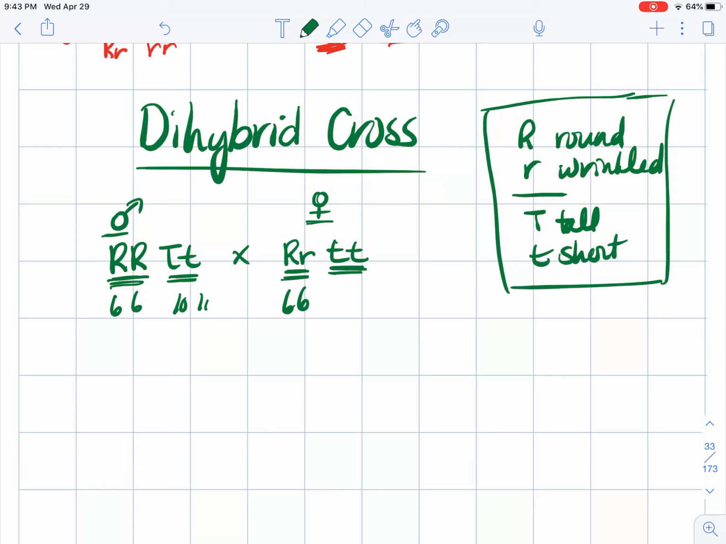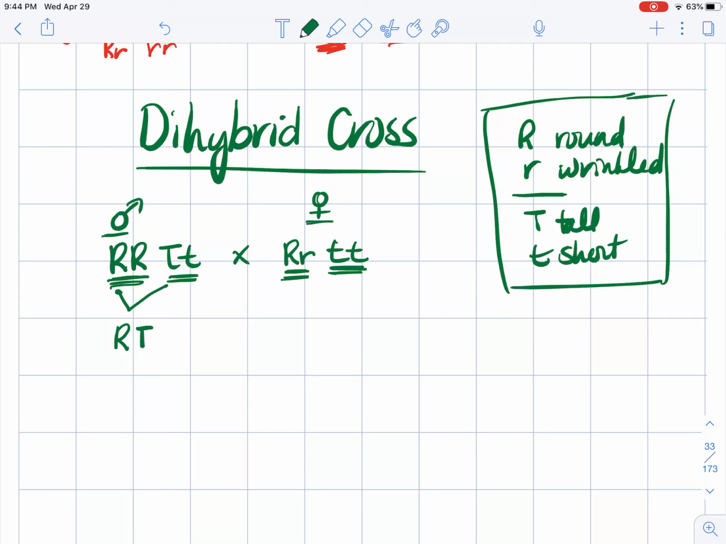So, for example, the R's, the round and wrinkled, those could be maybe on chromosome 6, and the tall and short maybe on chromosome 10. So they are not found on the same chromosome, and they could mix and match. They could be found in any combination, which is why we've got to figure out what possible gametes they could have, by what combinations they could end up being in the gametes.